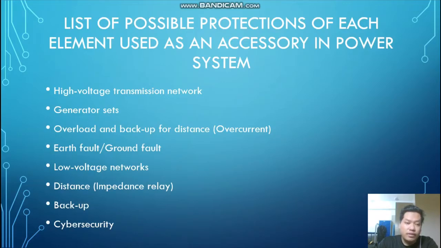The seventh, backup. The objective of protection is to remove only the affected portion of plant and nothing else. A circuit breaker or protection relay may fail to operate.